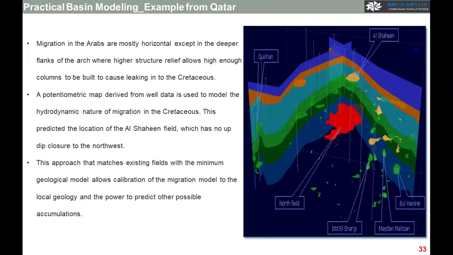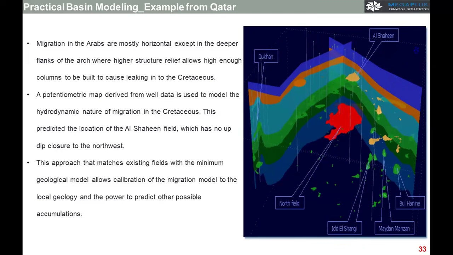So this is a practical example from Qatar of how a migration model can be calibrated against existing discoveries. We have discoveries, we have prospects. We now know why some of these wells failed and some produced, and the production from these wells is matching our model. Using a simple geological framework, the model successfully predicted the accumulations and additional opportunities. This highlights one of the greater strengths of basin modeling prediction.